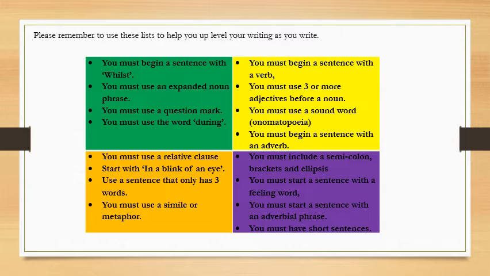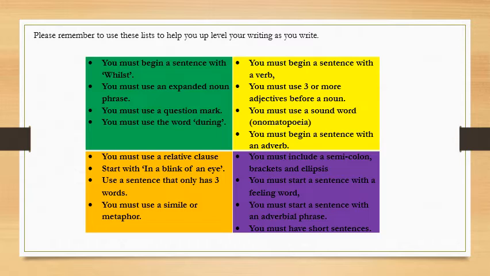You start with in a blink of an eye, which is when you are talking about something happening very quickly. Okay, so that's what that means. Use a sentence that only has 3 words. So in the end, you could have, he had none. Like I did, I used he had no one. I know that's not 3 words, but it's a short sentence. You must use a simile or a metaphor. We know what they are.